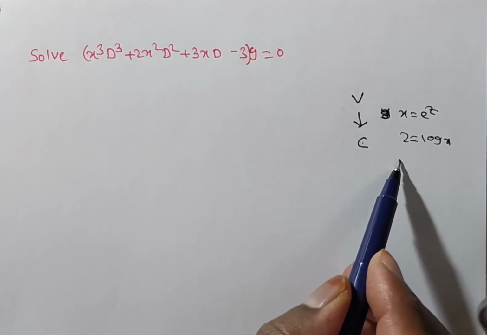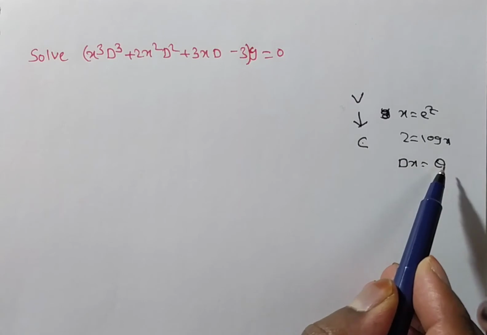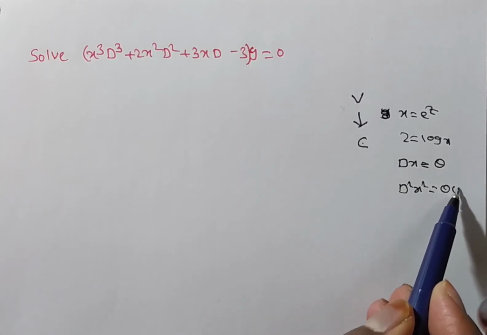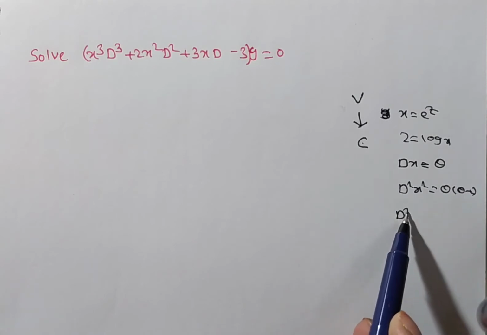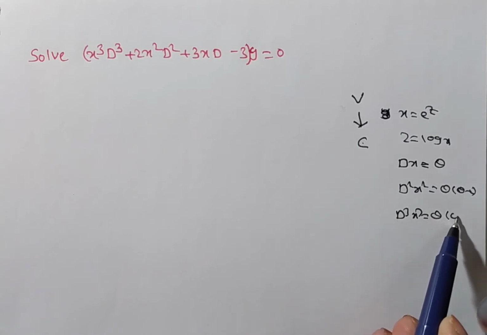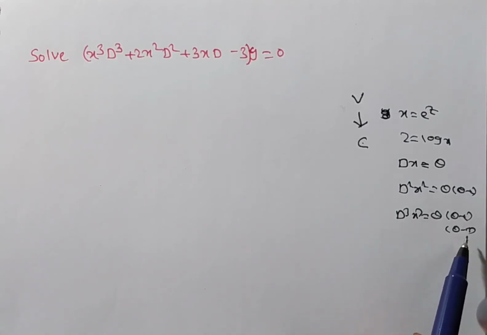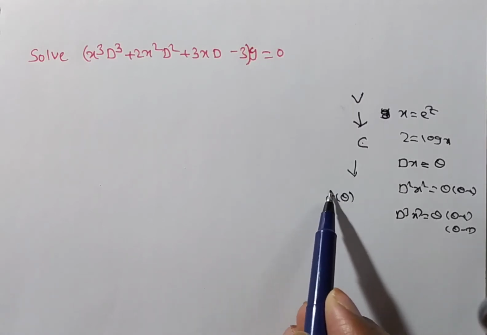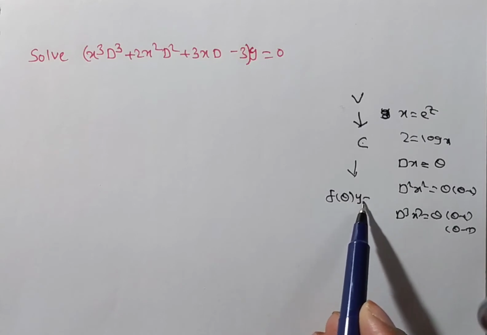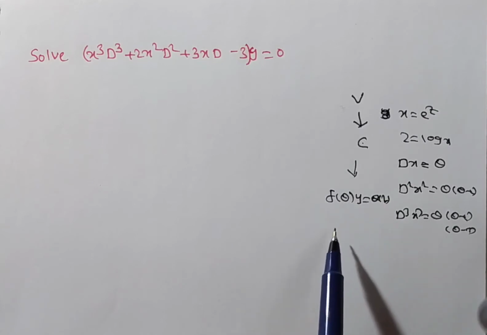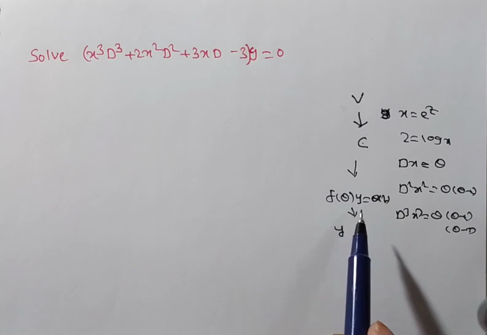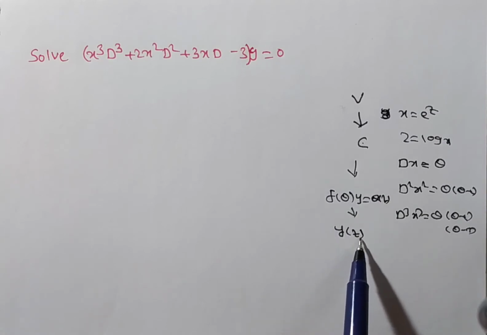Moreover, xD can be written as θ, x²D² is equal to θ(θ − 1), and x³D³ is equal to θ(θ − 1)(θ − 2). After that, you will get a function in the form f(θ) y = Q(z), which is in the form f(D) y = Q(x).